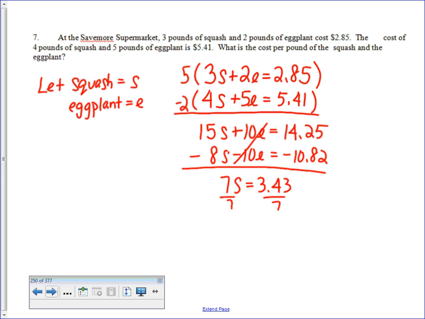Divide both sides by 7, and I get my squash to equal 49 cents a pound. And again, please remember to show me the dollar sign. So I think my squash here is 49 cents a pound.